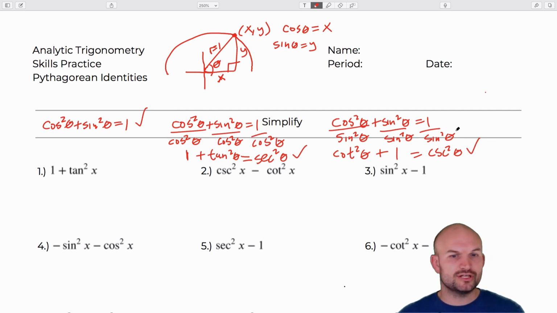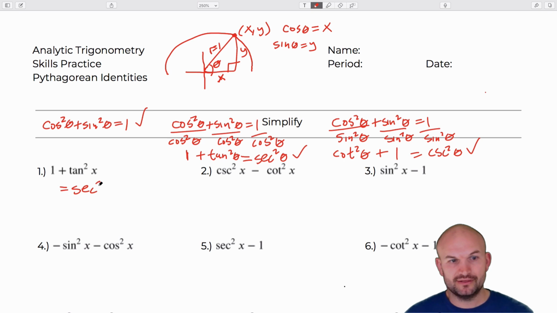All we're going to do now is manipulate these to simplify each of these expressions. This first one actually is not that bad. You can see 1 plus tangent squared, and 1 plus tangent squared is equal to secant squared. So I'm just going to write that one in. There's not much manipulation that needs to happen. That's equal to secant squared.